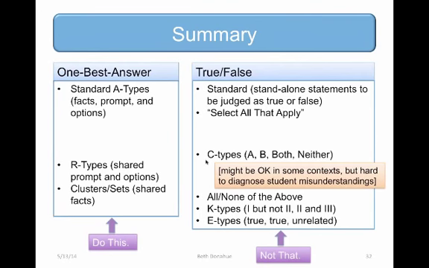R types are the questions with the shared prompt and options, and then you have cluster sets that have shared facts. All of those have been found to perform very well.